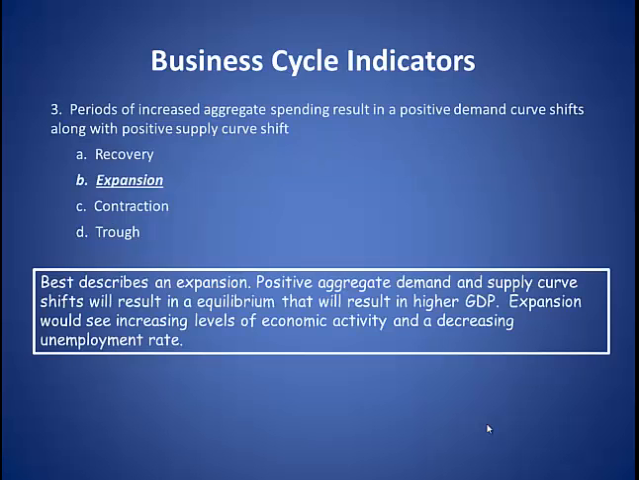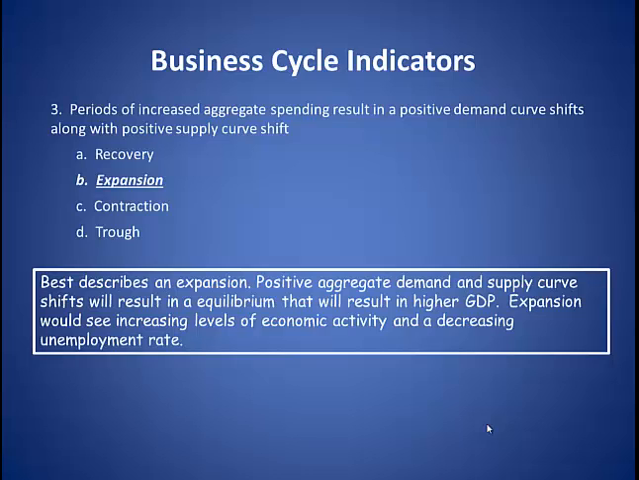Okay, in number 3, the answer would be B, expansion. Positive aggregate demand and supply curve shifts will result in an equilibrium that will result in a higher GDP. Expansion would see increasing levels of economic activity and a decreasing unemployment rate.